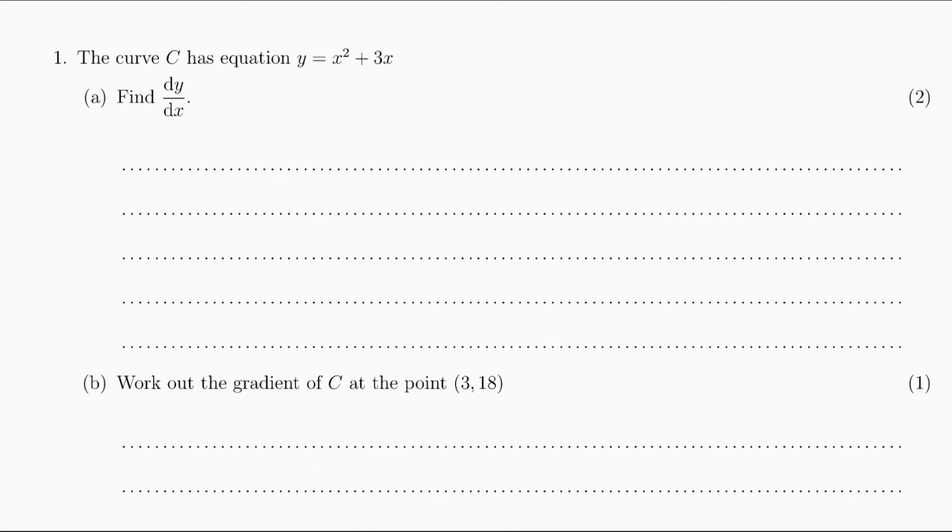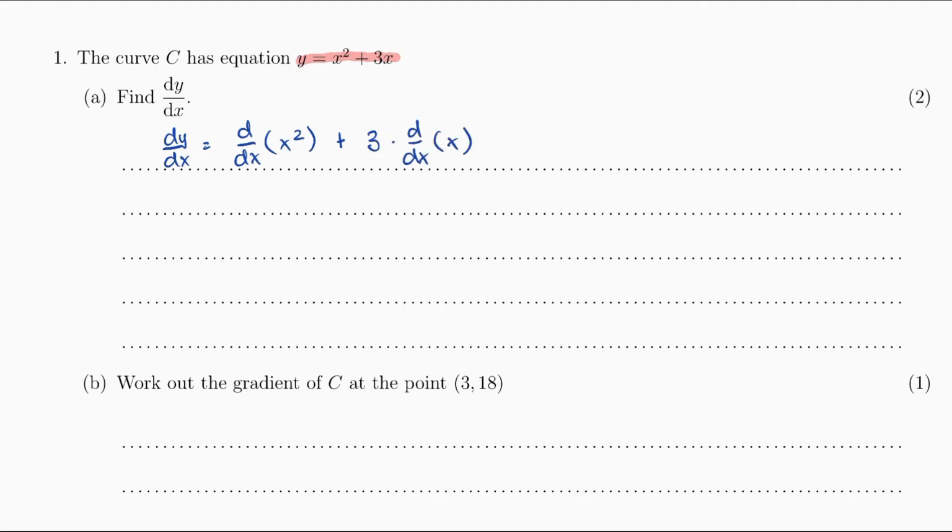Question 1. The curve C has the equation y equals x squared plus 3x. Part A requires us to find dy over dx, or the first derivative of y with respect to x. Dy over dx is equal to the derivative of x squared, which we can write as d over dx of x squared, plus the derivative of 3x, which is the same thing as 3 multiplied by the derivative of x.